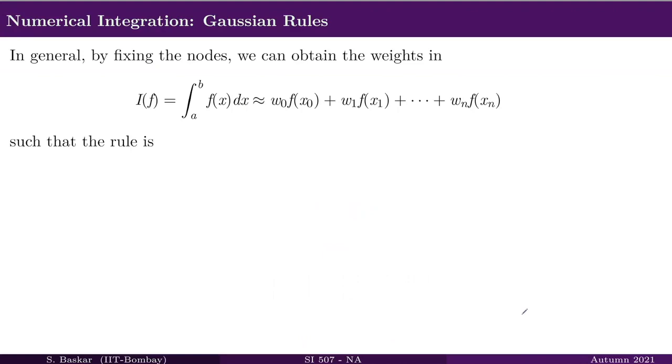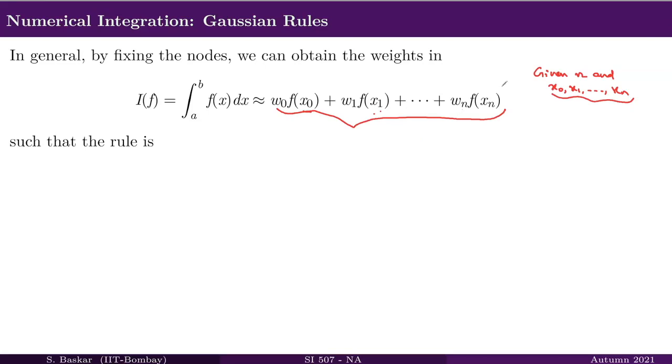If you recall, in general, we fix the nodes in our formula. That is, given n, we are also provided with the nodes x0, x1 up to xn. Therefore, in the quadrature rule, we have no freedom to change the nodes. Nodes are already given to us. That is what we have seen so far in the quadrature rules that we have developed.